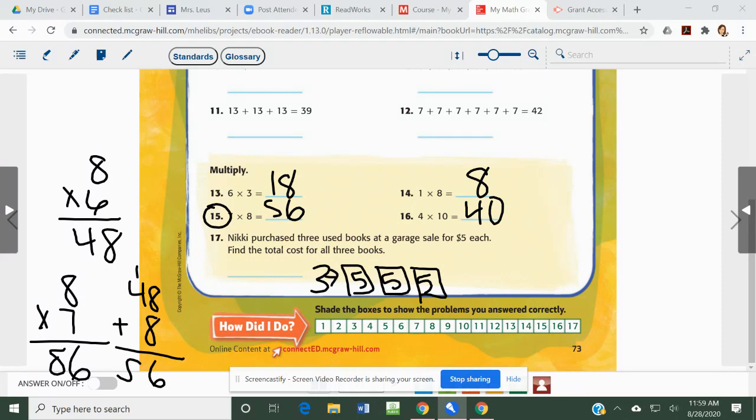So because I drew a picture and I labeled it, it's really easy for us to understand what we're working with. There were 3 books and each of them were $5. What's the total cost? That would be 5 plus 5 plus 5, or I could change it to multiplication and say 5 times 3. And the total cost would be $15.